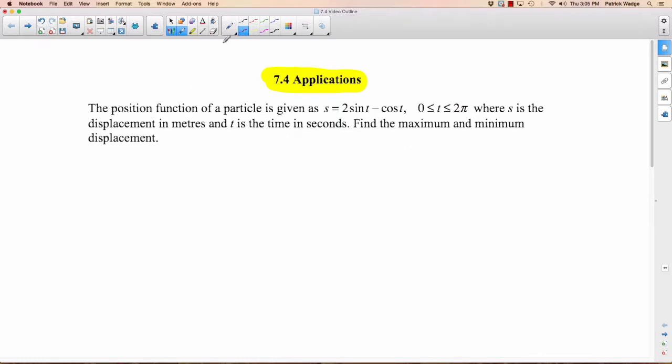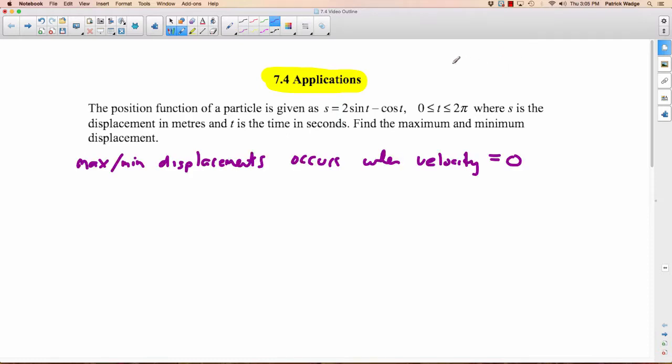Okay, in order to get this question, you're going to have to realize that the maximum or minimum displacement is going to occur when the velocity is equal to 0. So for example, if here's something moving that goes out to here and then like this, and this is the maximum displacement, there must have been a split second there where it wasn't moving, the velocity was 0. And if this is the minimum displacement, there must have been a split second there where it wasn't moving as well, where velocity was 0. So that's why you're looking for where velocity equals 0.